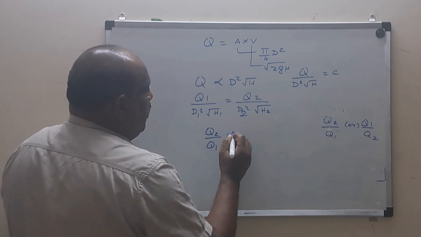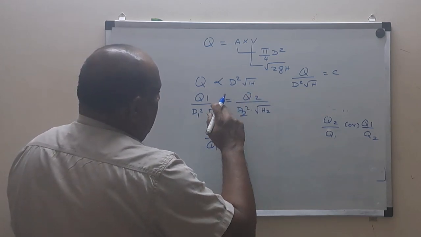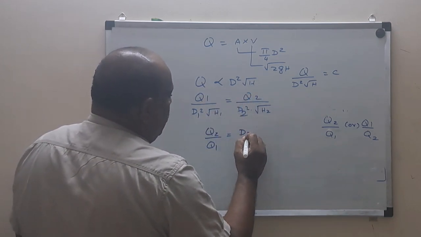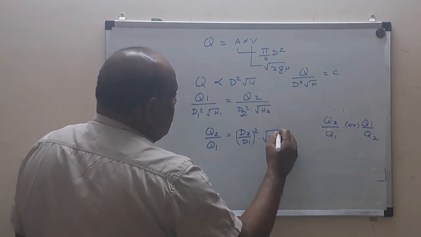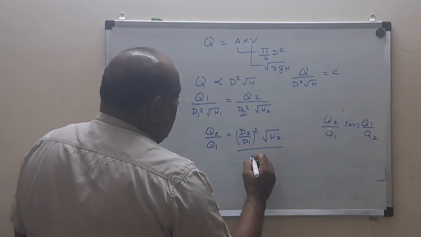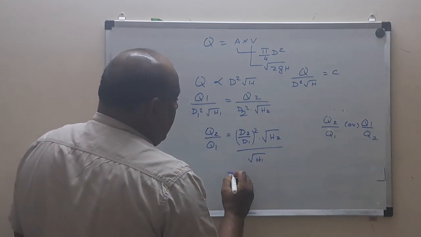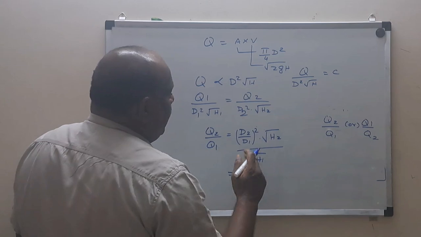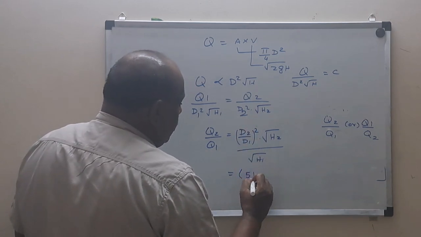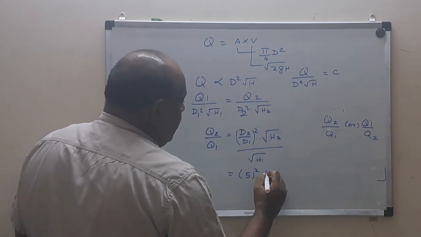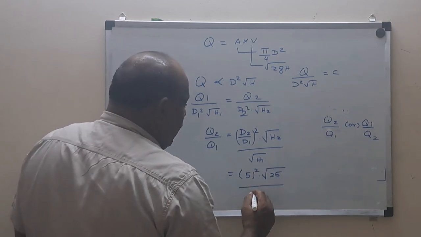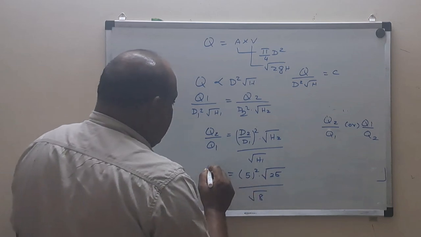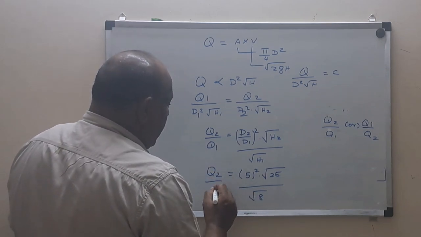Q2 by Q1 will be equal to D2 by D1 the whole square into square root of H2 by square root of H1. What is D2 by D1? D1 by D2 is 1 by 5, so D2 by D1 will be equal to 5. So 5 whole square into square root of, I hope head is 25 meters for the prototype, and for the model it is 8. So from this we can find the value of Q2 by Q1.